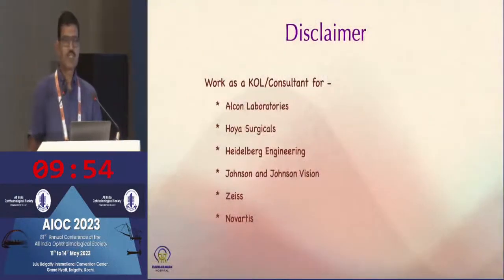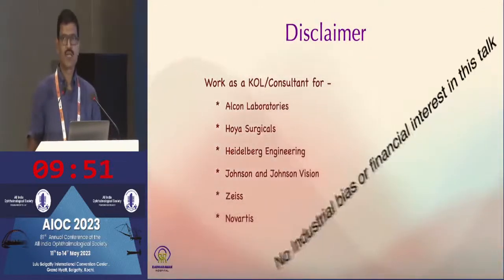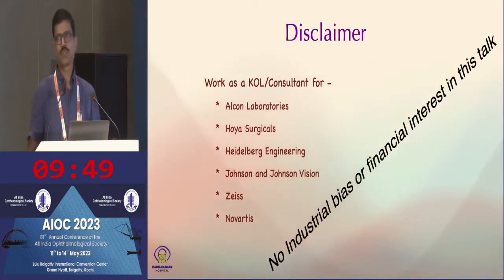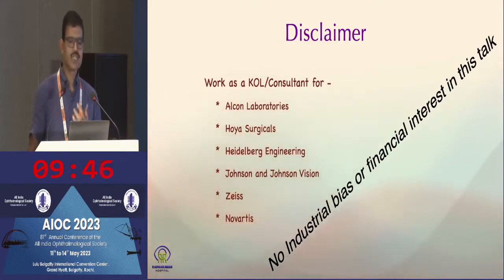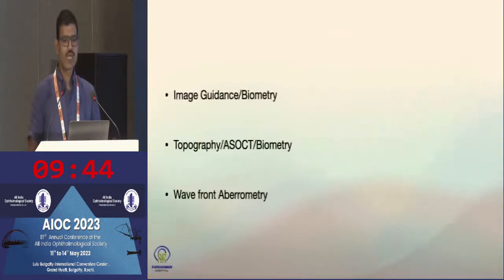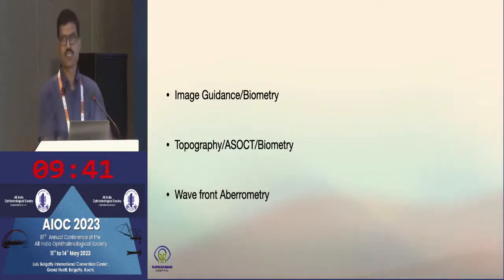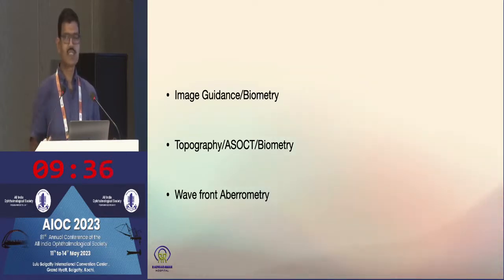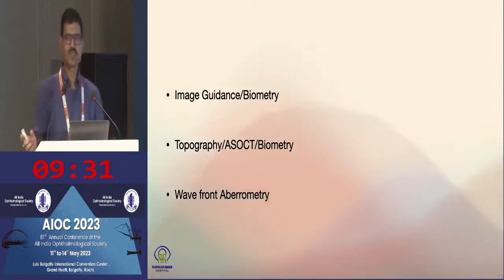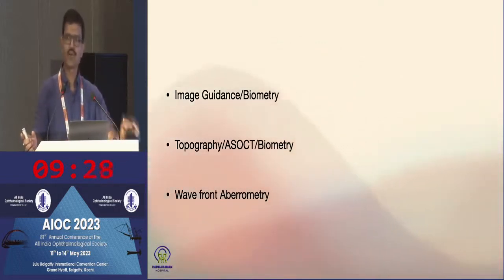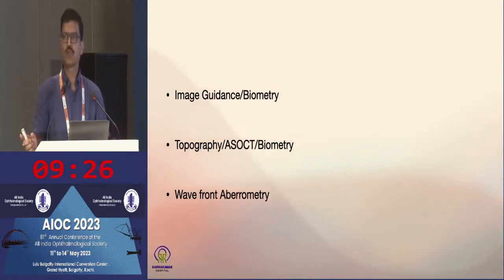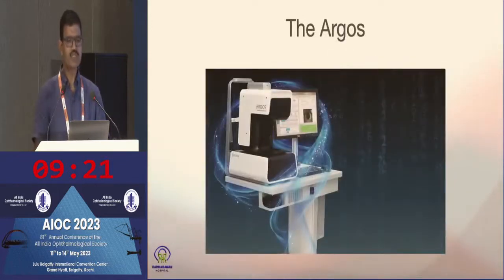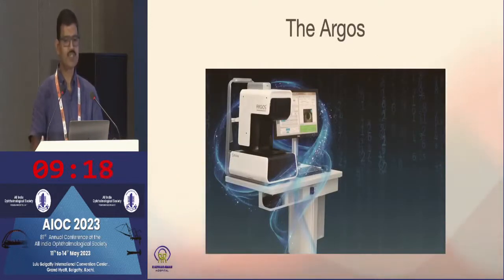There are many contemporary tools in the market right now, but my job is to take you through some of those contemporary tools which are essential for toric IOL calculation. I'll run through three of the equipments that are important as far as toric IOL planning and implantation is concerned. Image guidance and biometry, we have both of them combined together now. Topography, anterior segment OCT, and biometry, again, all three combined into one equipment. And then finally, we'll look at the aberrometry results and what they teach us with regards to toric IOL planning.